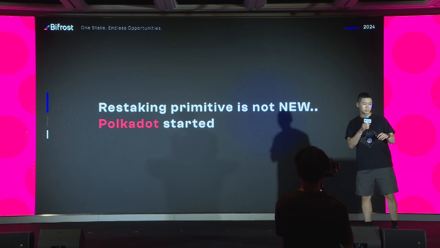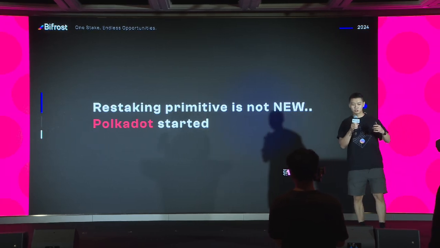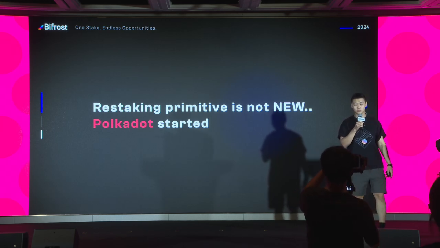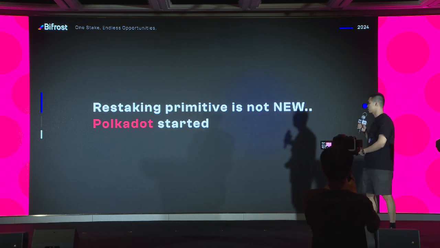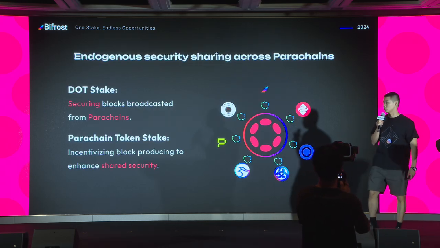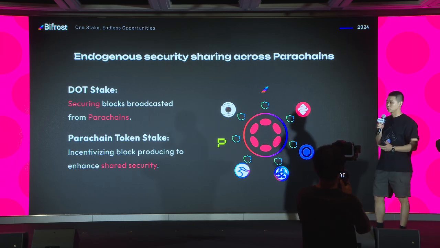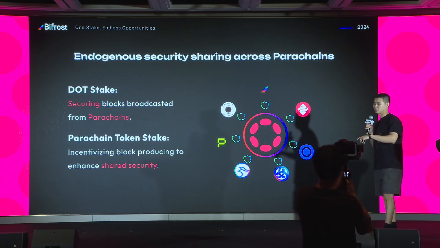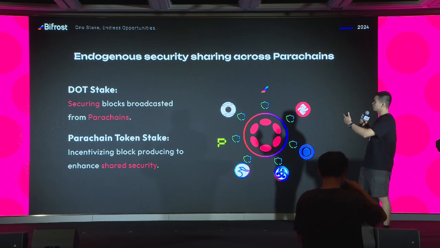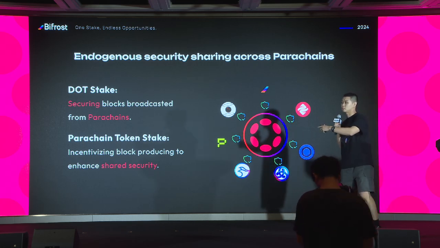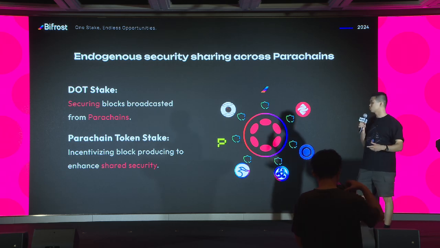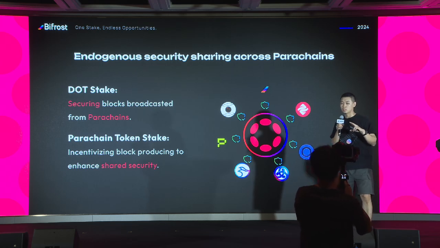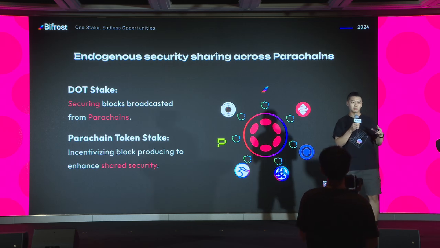When we mention this, you might be very familiar with it, because we are in the Polkadot ecosystem, and you must know about security sharing. The shared security between parachains is what Polkadot initialized, so this topic is not new, to be honest. On Polkadot, the DOT stake is for validating blocks initiated by parachains, and the parachain token stake enables the parachain to post blocks to the relay chain to be validated. In return, these two entities help each other so that the security of this ecosystem is enhanced.